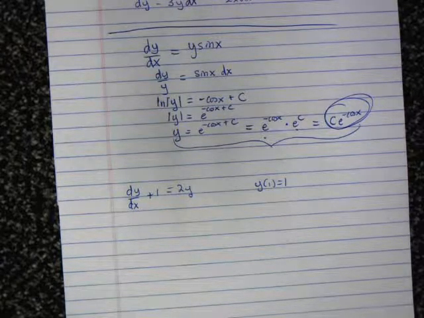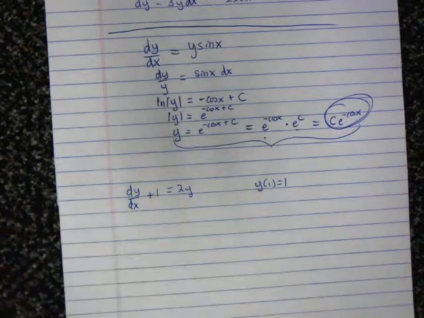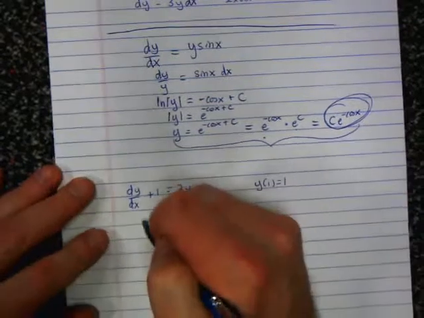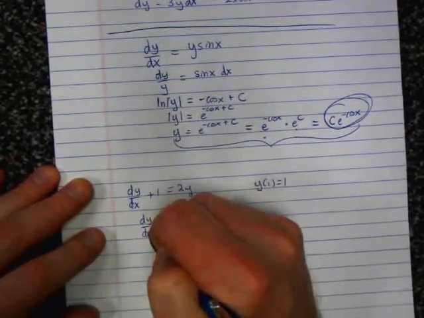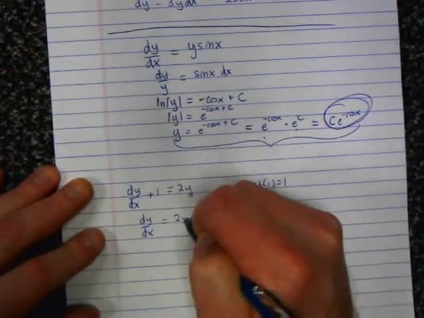dy over dx plus 1 equals 2y. Separable, yes or no? Yes. Why do you think it's separable? You can subtract 1. Or I copied it out of the book and all the problems in this section are separable. So that's a safe bet. dy dx equals 2y minus 1.